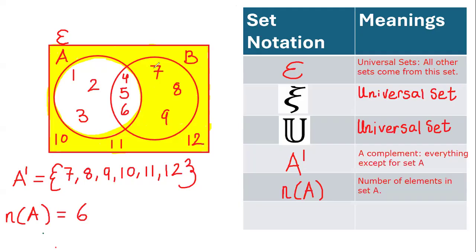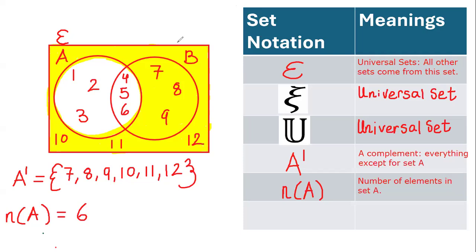Why are they in A complement? Just everything except for A. Very good, because everything except for A. Now, does that make sense to you? Not really. Okay, so A complement, when you see the symbol, we want all of the elements that are not part of A.